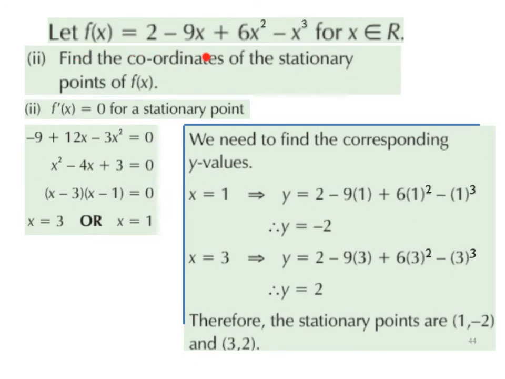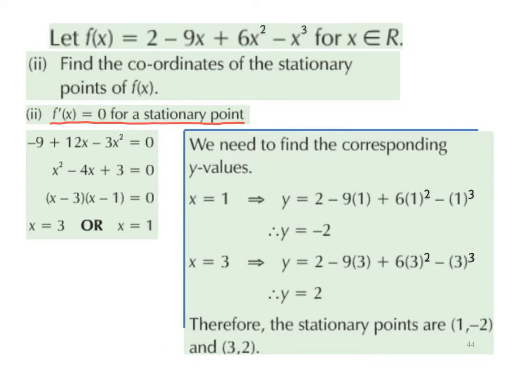Part 2, find the coordinates of the stationary points of f of x. So find the coordinates of the stationary points of our function 2 minus 9x plus 6x squared minus x cubed. Stationary points are maximum or minimum points on a graph, and we know that they are the points at which we have a slope of 0. So the derivative is going to equal 0. This is very, very important.